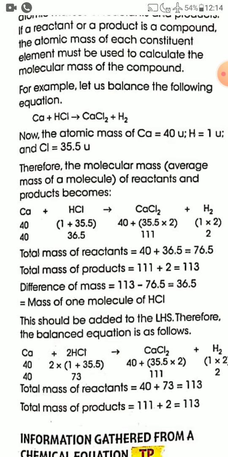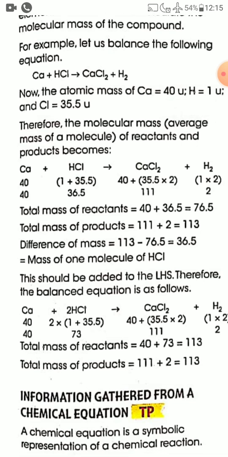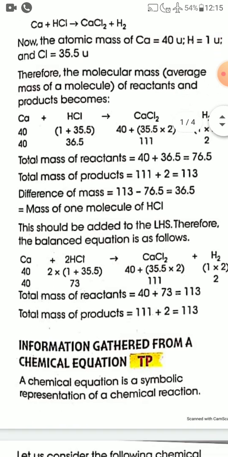So on the left hand side, the total mass of reactants is lower than the total mass of products, and the difference of mass is 36.5, which is the mass of one hydrochloric acid molecule. So you have to add one hydrochloric acid molecule on the left hand side, and therefore the balanced equation will be Ca plus 2HCl arrow CaCl2 plus H2.